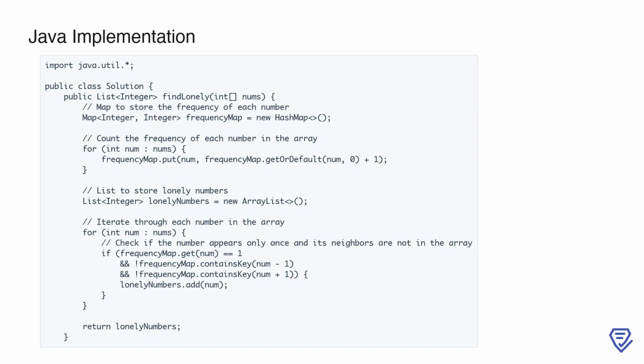The first step is to create a hash map called frequencyMap to store the frequency of each number in the input array. We use a for loop to iterate through the array, and for each number, we update its frequency in the map. The getOrDefault method is used to retrieve the current count for the number, defaulting to 0 if the number is not already in the map. After this loop, the frequency map will contain the count of each number in the array.